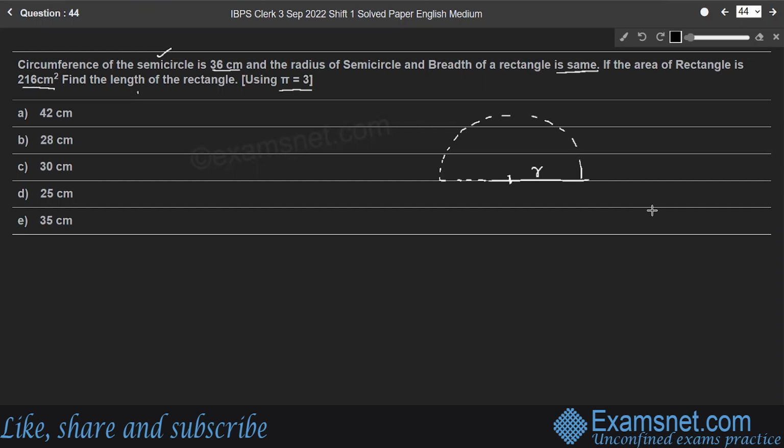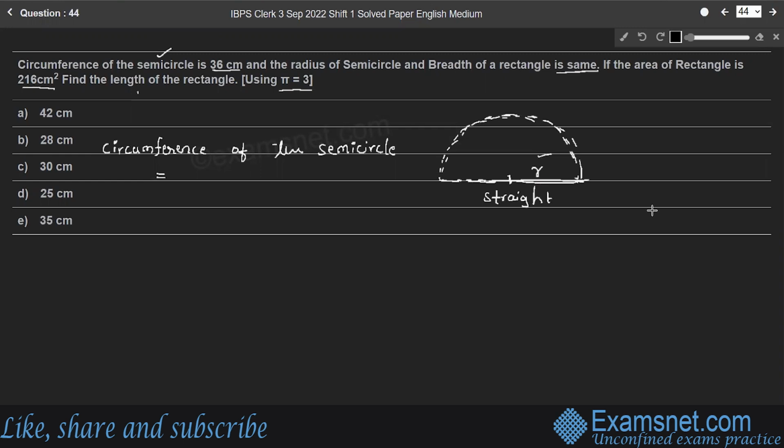So what is the formula for circumference of the semicircle? Here this part, the curved part, is half of circumference of a circle, right? But circumference of a semicircle is curved part of the semicircle plus this straight line. What is this straight line? It is twice the radius of the semicircle, right?